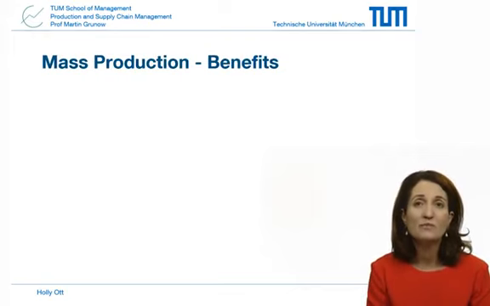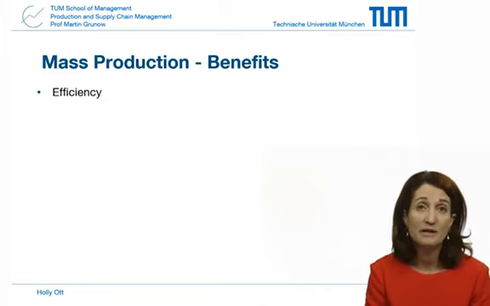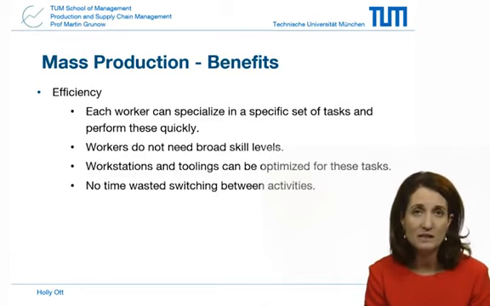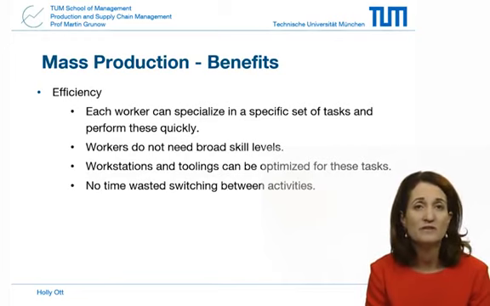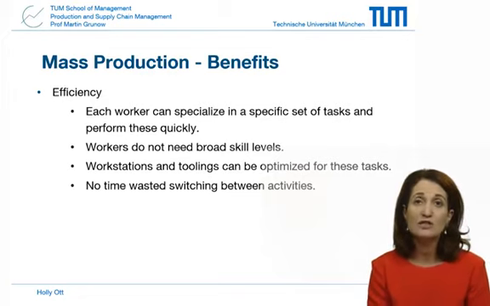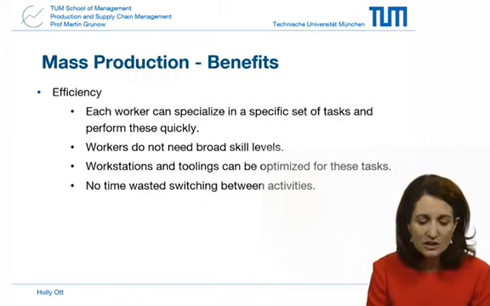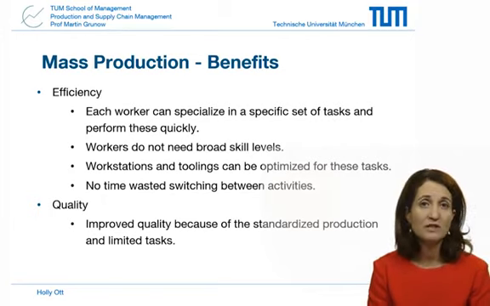What are some of the clear benefits of mass production? Well, the first is efficiency. This has to do with time and money. Each worker can specialize in a specific set of tasks, and these specialized workers can work faster as they perfect their work. Workers don't need broad skill levels. Activity-dedicated tools could be developed more easily and be optimized for this narrow set of tasks at hand. And there's no time wasted switching from one activity to another. In addition, quality improves because you have standardized production and limited tasks. Costs can be reduced and the productivity increases.